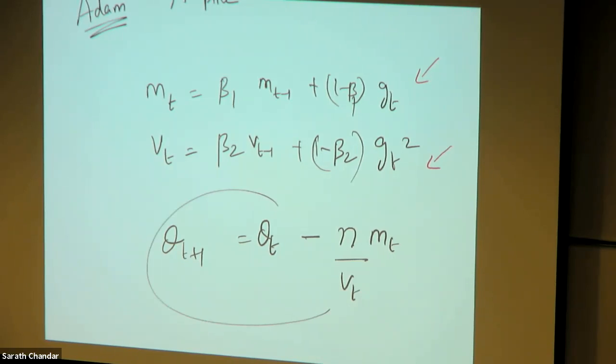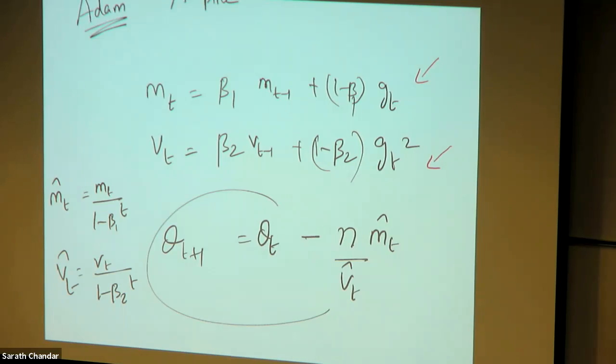So we are going to compute m hat, which is basically mt divided by 1 minus beta 1 power t, and v hat, which is vt divided by 1 minus beta 2 power t. The t is the time step. When the time step is small, this bias is mitigated, and it is going to disappear as time increases. So here I will use this m hat and v hat instead of m and v. Is that clear? Any question?